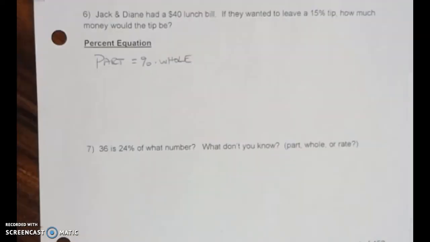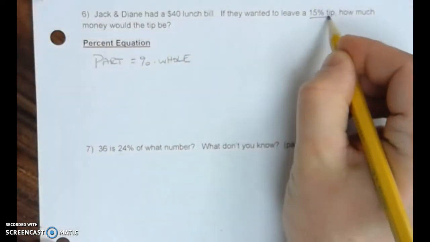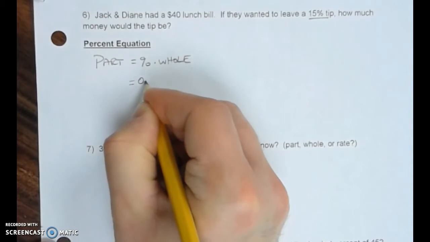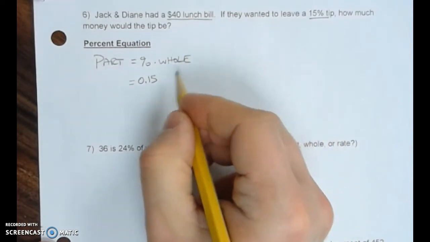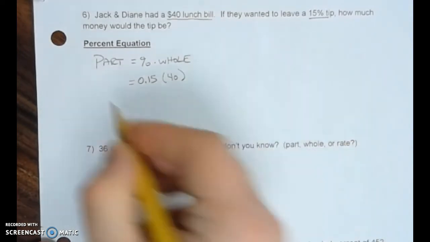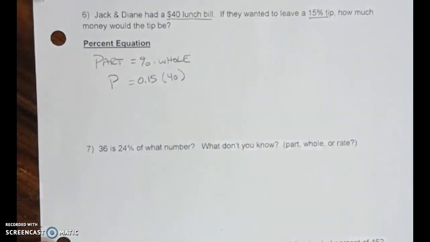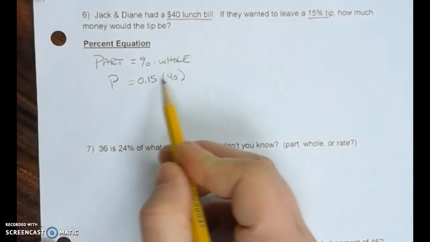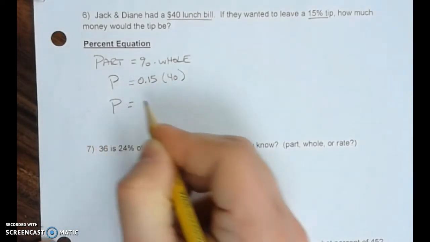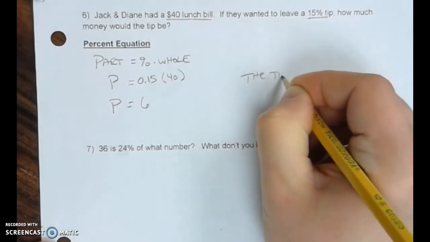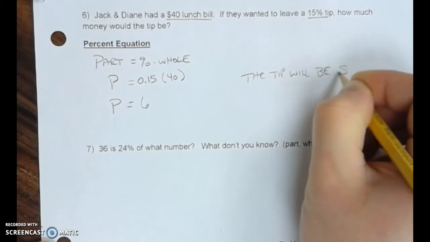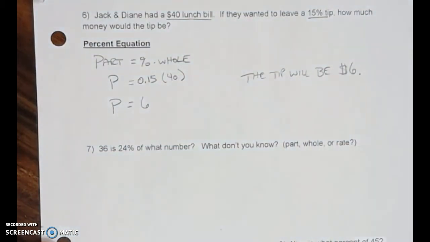Number 6 says that Jack and Diane had a $40 lunch bill. If they wanted to leave a 15% tip, then how much money would the tip be? So our 15% tip, that's our rate. 15% is 15 hundredths. And they had a $40 lunch bill. That is the whole bill. So $40 is our whole value. P, the amount that we're going to leave for a tip, is what we're going to calculate. So 15 hundredths times 40 will give us that value. When you multiply, you end up with a value of 6. So we know that the tip will be $6.